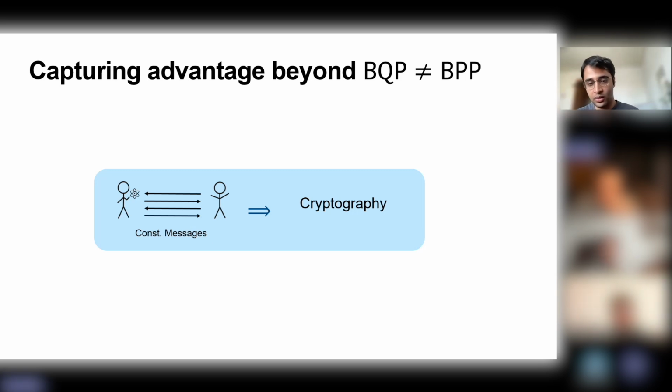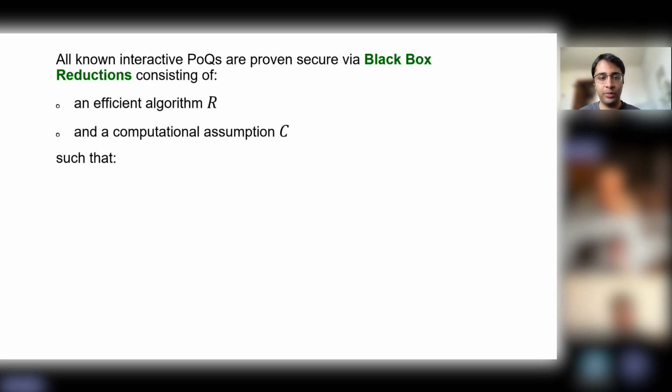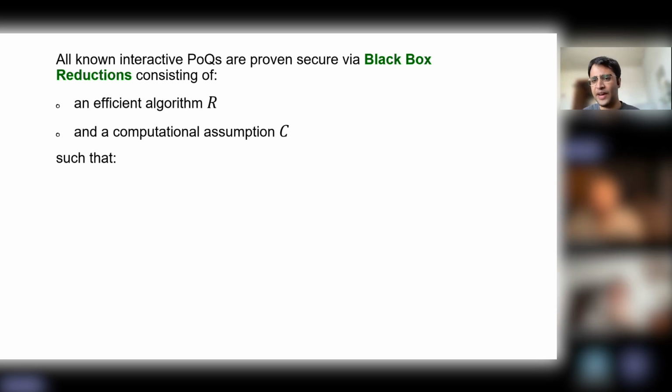Well, all known interactive proofs of quantumness, and in fact the vast majority of cryptographic constructions, are proven secure via black box reduction. What that means is when you give your construction in your paper, you will give an efficient algorithm R, and you will say that there's some assumption C. Assumption C is going to be something like LWE, one-way function, some kind of hardness assumption.